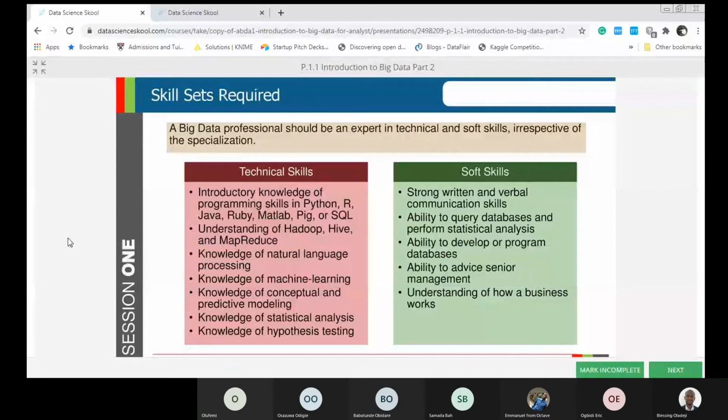You need to know how to query databases. You need to find it easy to program. You should not be scared of programming. Regardless of your level in your organization, you should find it very easy to advise senior management. You shouldn't be scared of advising senior management.